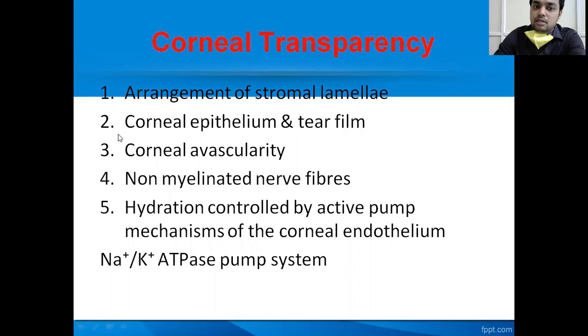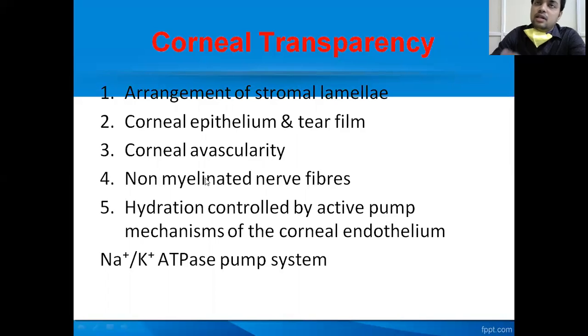And the second one is the corneal epithelium and tear film. As I said earlier, the corneal epithelium consists of tight junctions, which prevent the influx of fluid into the anterior stroma. And the tear film is also of hypertonic nature. Because of the hypertonic nature of the tear film, it helps in maintaining the transparency of the cornea. And as I said earlier, the cornea is an avascular tissue. So as there are no blood vessels, they don't disturb the transparency of the cornea.